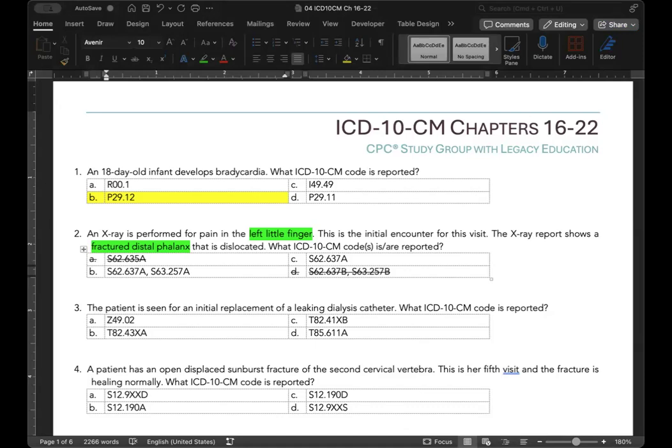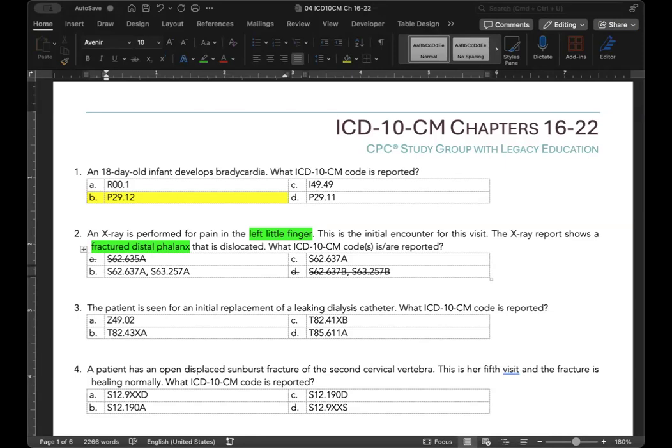Let me look to see if there's a specific guideline. However, I do know that if you were to follow your alphabetic index and look for the dislocation, then the dislocation tells you to refer to the displaced fracture. So let me look real quick and see if there's a guideline on that. I don't believe there is, but let me double check. No, there is not a specific guideline.